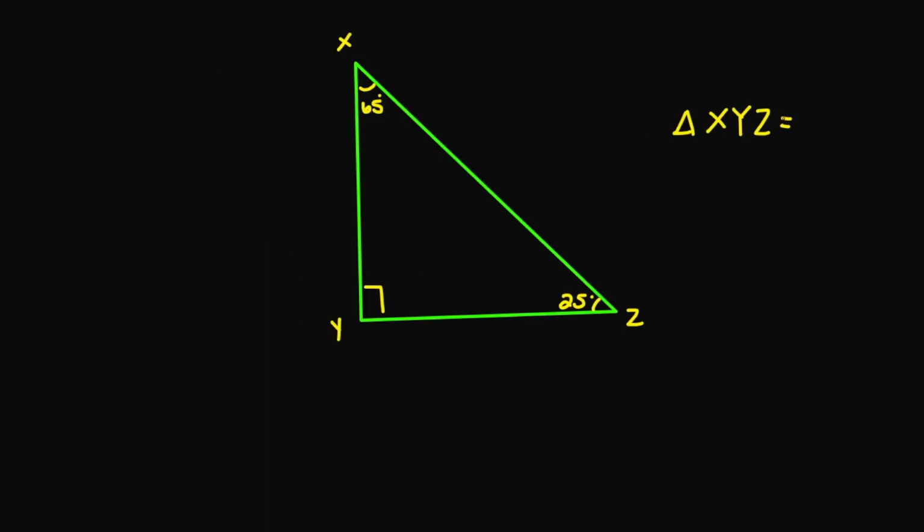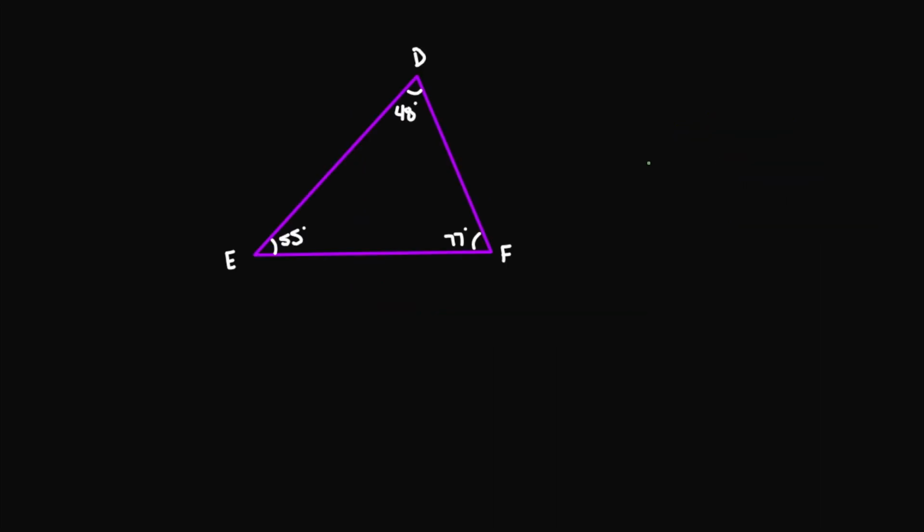Let's look at this example here. Because I have one angle that is 90 degrees here, this classifies as a right triangle. Let's look at this example here. Because all my angles are less than 90 degrees, this is an example of an acute triangle. So triangle DEF is acute.